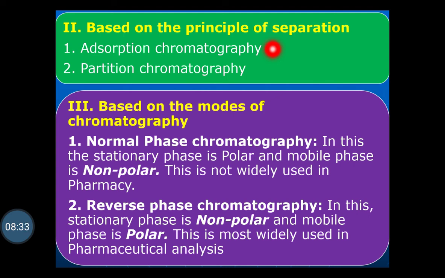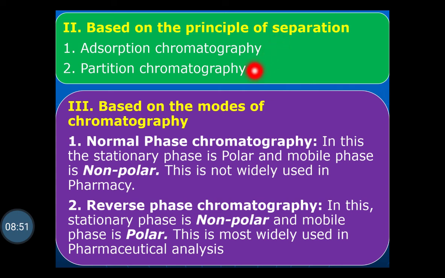In this case, the stationary phase is adsorbent in nature. Generally, in adsorption chromatography, the stationary phase is solid in nature and the mobile phase is liquid in nature. So this type of chromatography is called adsorption chromatography.